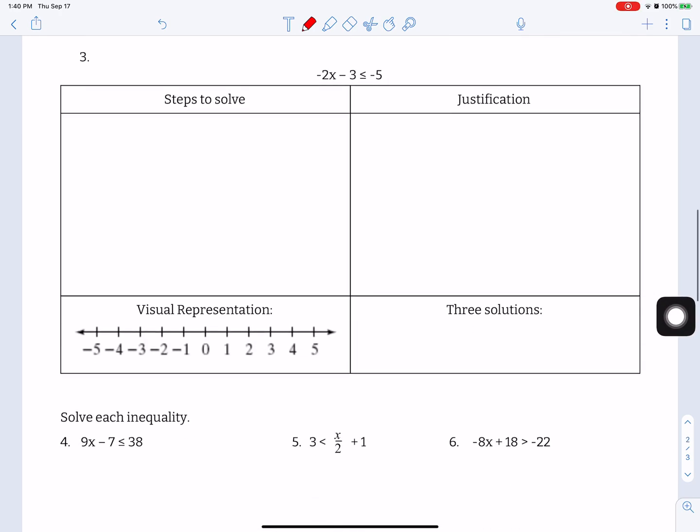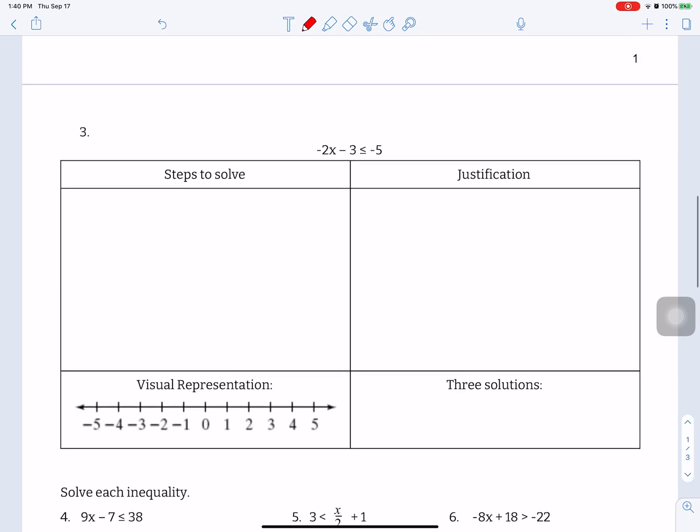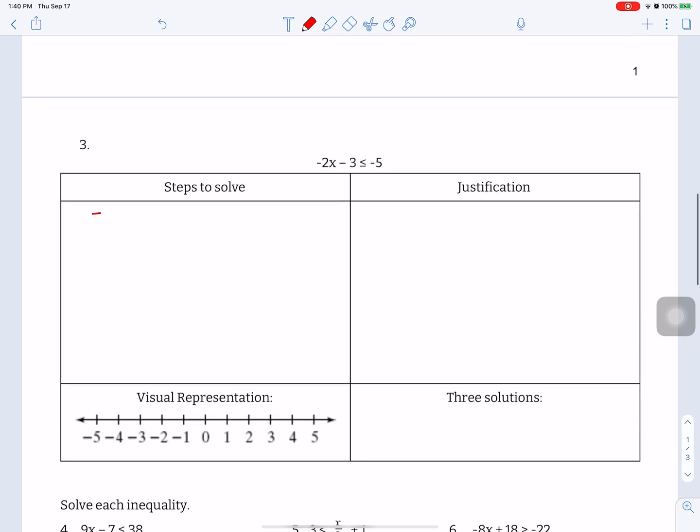Let's look at number 3 here. So you'll do number 2 and check. Number 3, again, I'm going to start with just rewriting. And a lot of times it's helpful if we just write each step. It's just called given, meaning that's what I was given to be solving. My first step is going to be to add 3. So add 3 to both sides.